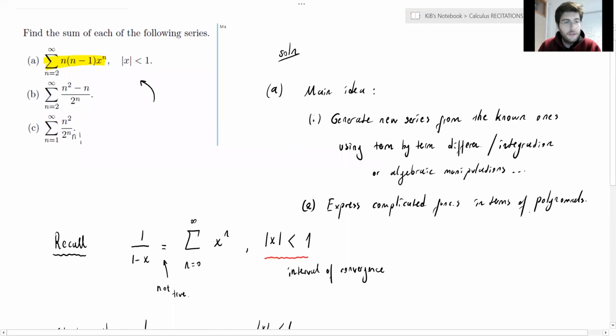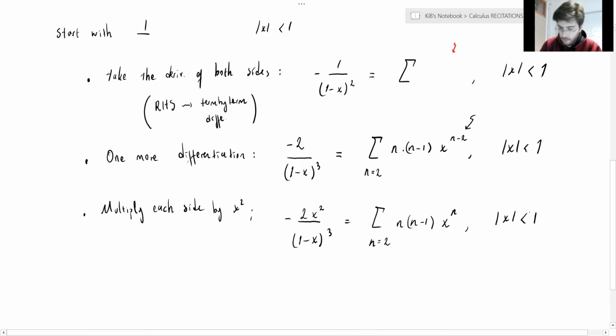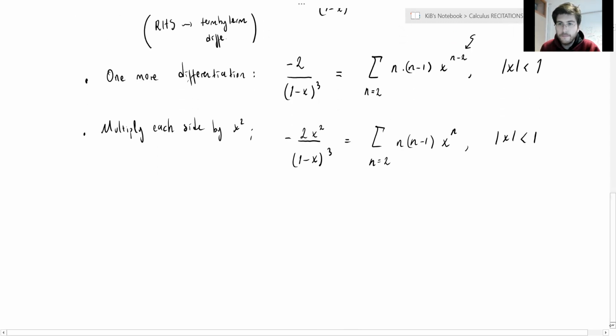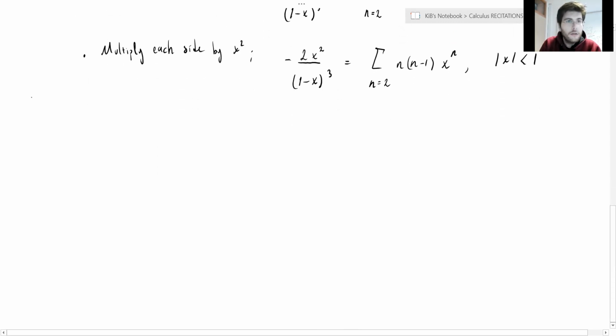So let's see, part B. Let me write it down. We have a series like this, so let us write down. Okay, so for part B, we just observe the following. So what we have is something like this. This is given, basically, right?